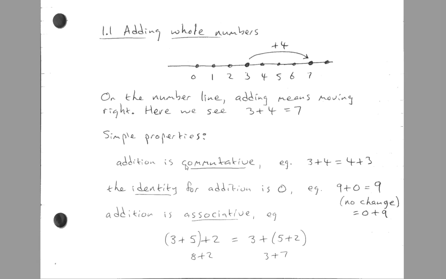Some basic properties of addition. Addition is commutative. That means you can switch the order of the 2 numbers, you get the same answer. So if you started with 4 and added 3, you'd end up in the same place, 7.